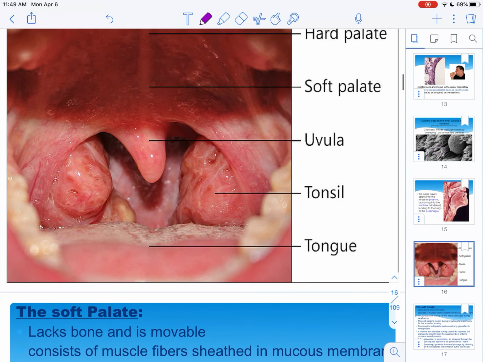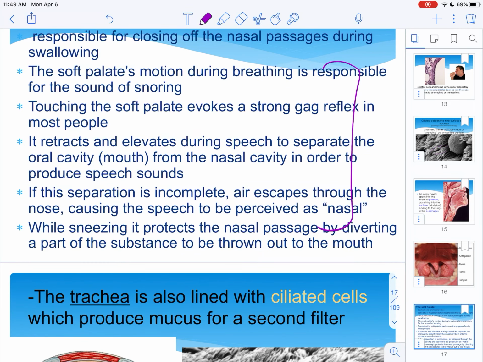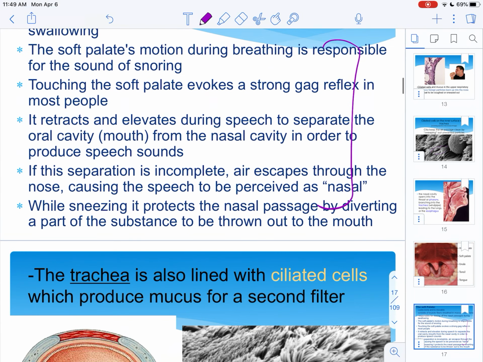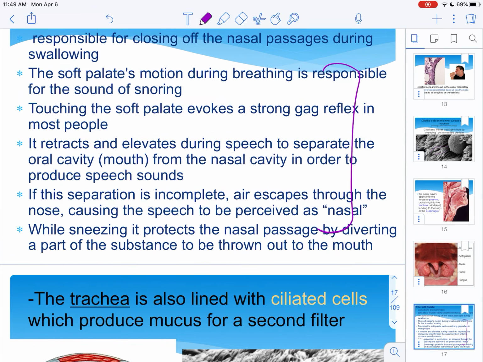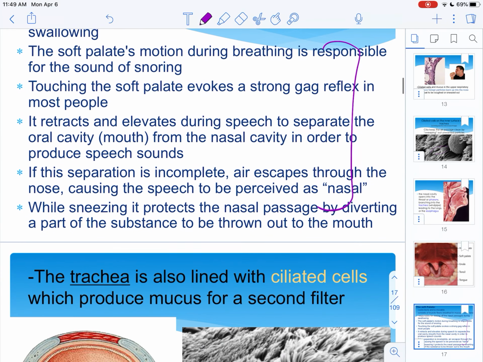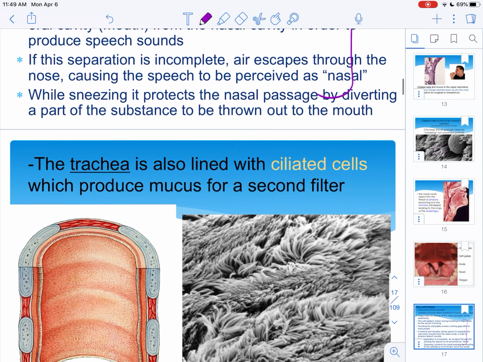The palate is just the roof of your mouth, and this is extra information. It wasn't in your notes, but you can read that. It talks about why there might be a gag reflex, and how snoring can be caused by that soft palate moving.